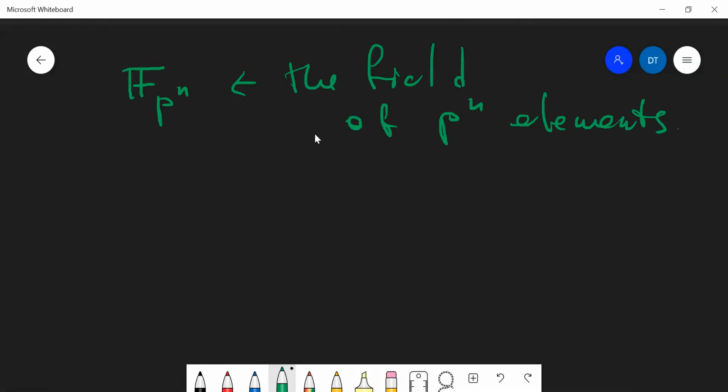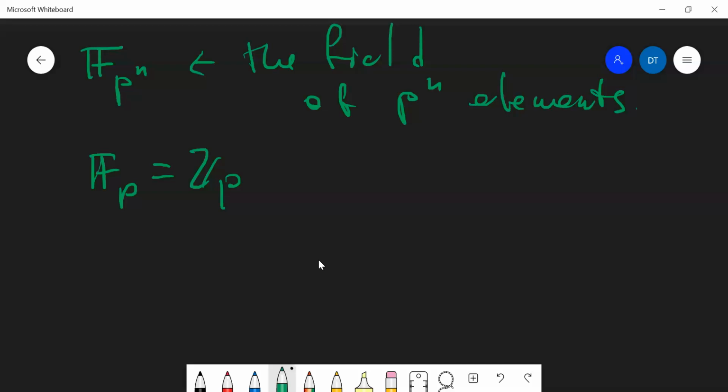Since it's unique, we may give it a name. In particular, F_p is just another name for Z_p. Usually when people discuss finite fields, they use F_p instead of Z_p. But I will try to stick to this more convenient notation. Probably it's more convenient to you. Okay.